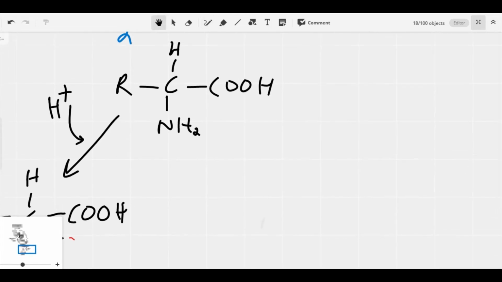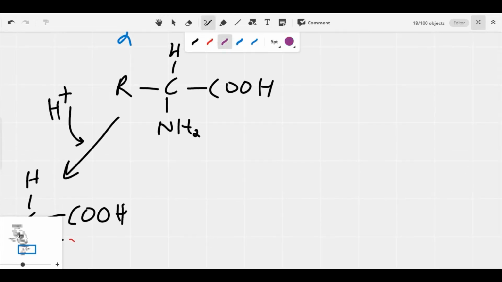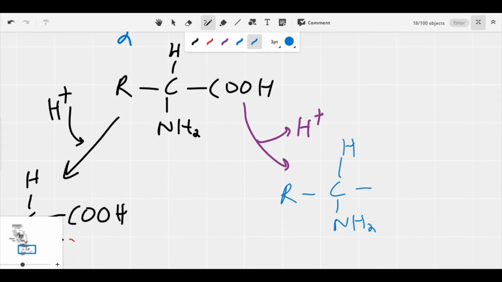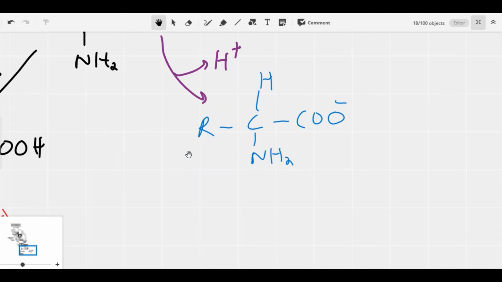Okay, and in case of loss of a proton, for example here the hydrogen is expelled out from the group, it will be considered as RCH NH2, and in this case a negative charge appears on the carboxylate ion. So that will be present as an anionic form, which means it is present at high pH.